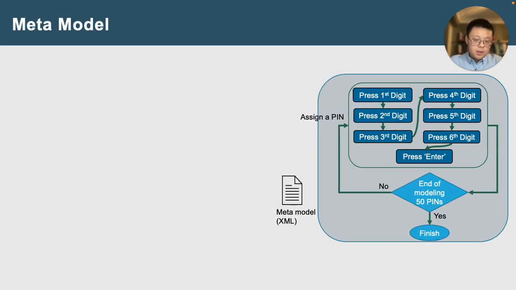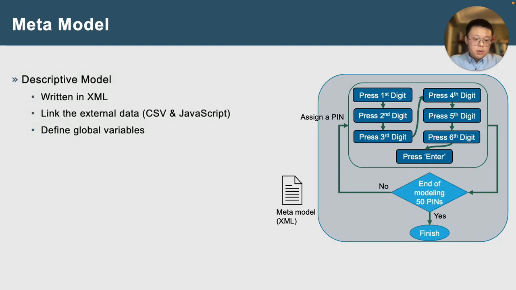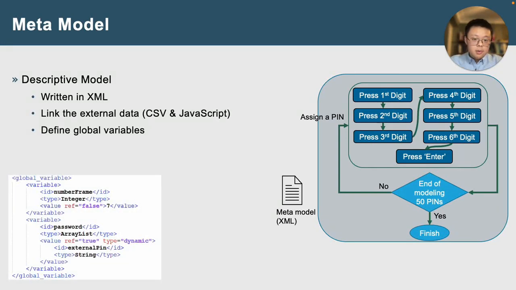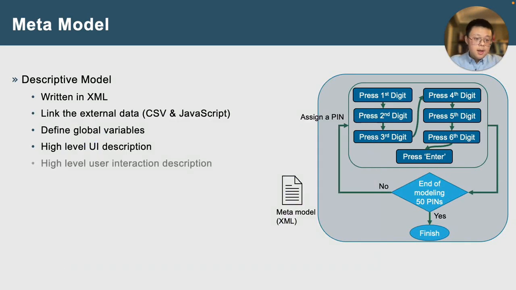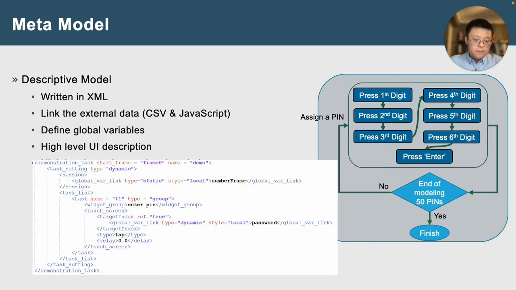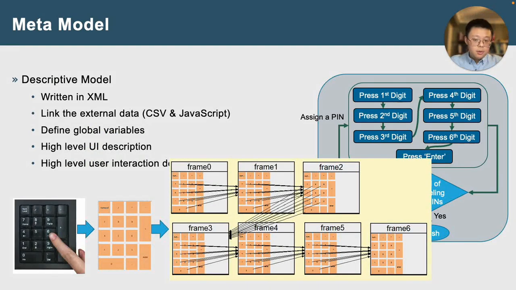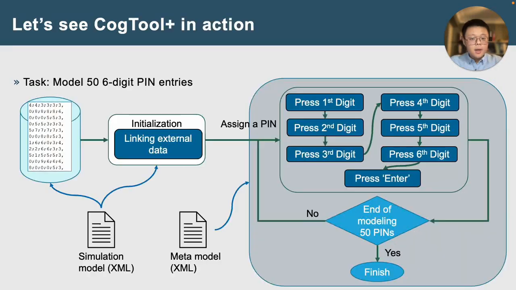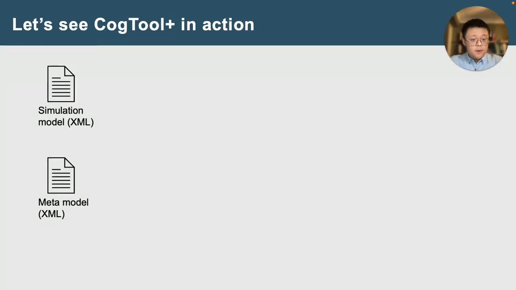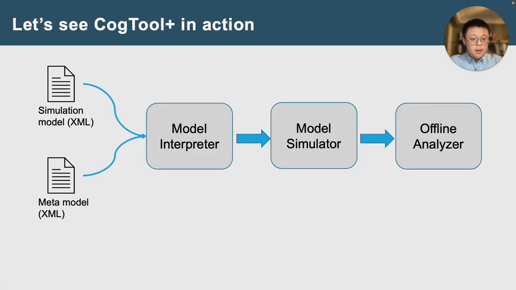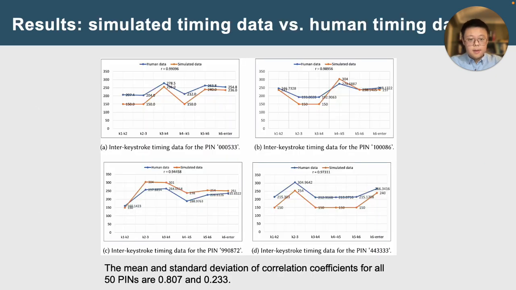Then we will take a look at how the meta model is used to model the UI and user interaction. A descriptive model is also written in XML. It can link with the global variable defined in the simulation model, and it is also responsible for modeling the high-level user interface and high-level user interactions. Here is the representation of the modeling process. Now we have done the most important and labor-intensive part, defining the simulation and meta model. Then the CogTool+ model interpreter, model simulator, and offline analyzer will take care of everything else.